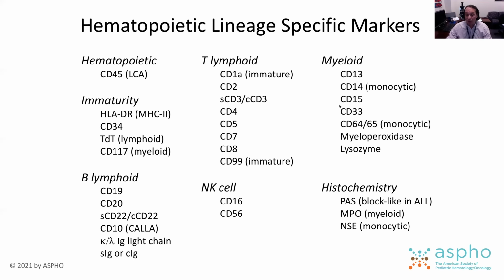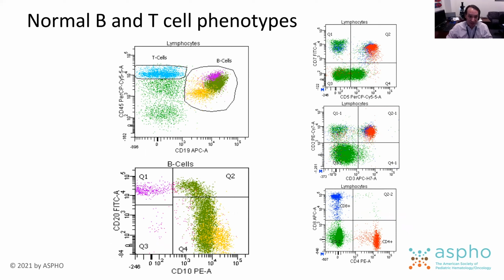Historically, we also use histochemistry, which are enzymatic or chemical stains to define lineages. Lymphoblasts are block PAS positive in about 80% of cases of pediatric ALL. Myeloperoxidase, which can be done enzymatically, is typical of the myeloid lineage, and non-specific esterase can be seen in the monocytic lineage. I also want to remind you of the normal pattern of B and T cell maturation.